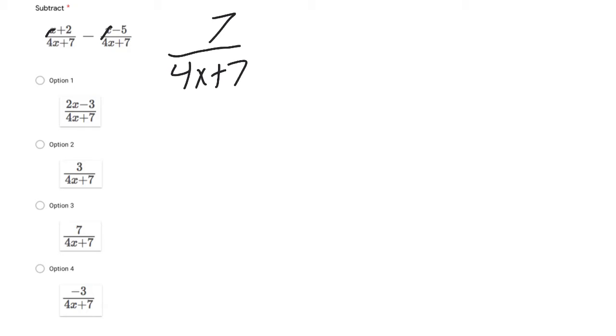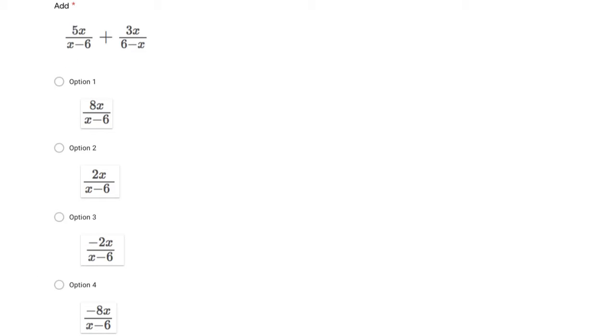All right, so let's go ahead and get rid of those, and we'll look at it again. We have x minus x, which cancels each other out. That's why you don't have any x's over here. And then you have 2 minus negative 5, which is the same as saying 2 plus 5, which gives us a 7. The denominator stays 4x plus 7. So your answer here would have been the third option, 7 over 4x plus 7.